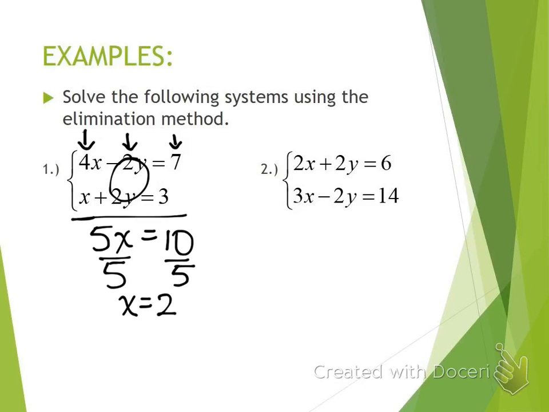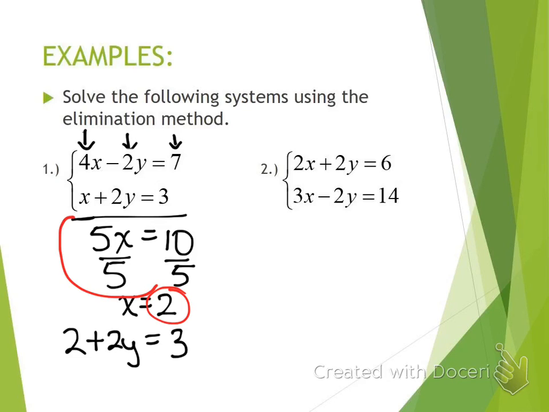Now the downside to this is that neither of these are solved for y, but that just means we get to pick which one we want to use. Do you want to use the top or the bottom? Bottom one. The 2 is getting plugged in for x. So 2 plus 2y equals 3. So we took the 2 here and we substituted it into that equation. Now we have to solve for y.